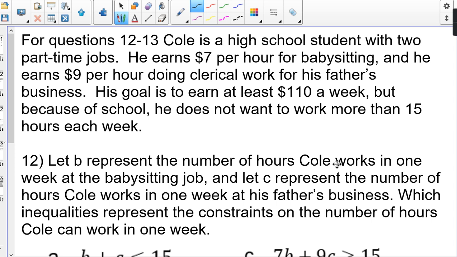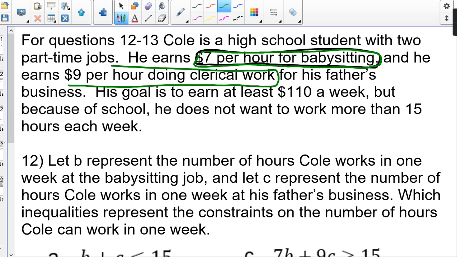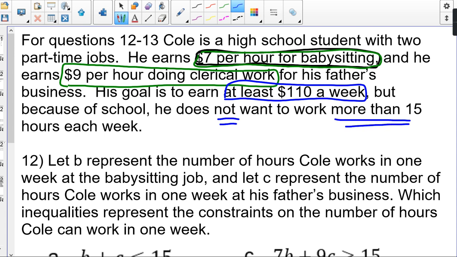Okay, so we have a situation where we have 2 jobs. He's babysitting for $7 per hour, and he is doing clerical work for $9 per hour. Then we have 2 constraints, okay? He wants at least $110, but he does not want to work more than 15 hours. So 2 limitations: a limitation on how much money he wants to make, and a limitation on how many hours he could work. Okay, so let's look at question 12.